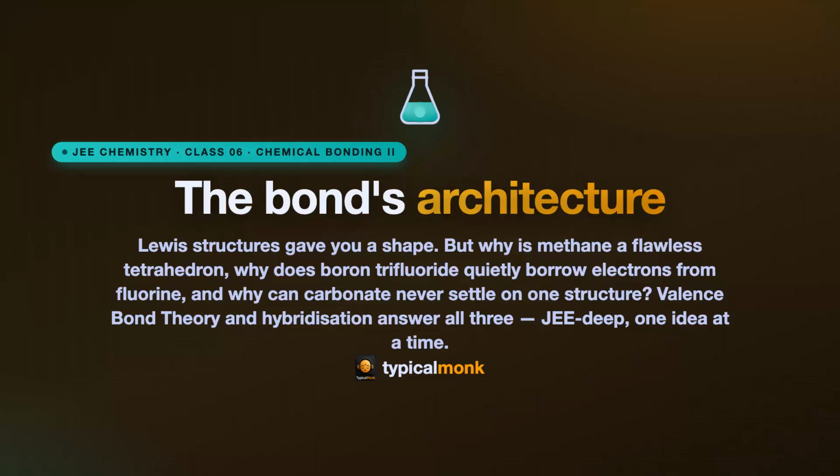Last time, Lewis structures and VSEPR gave us the shapes of molecules. But a shape is only a picture. Today we ask the deeper question. Why is methane a flawless tetrahedron? Why does boron trifluoride quietly borrow electrons from fluorine to shorten its own bonds? And why can the carbonate ion never settle on a single structure? For this, we need Valence Bond Theory and its beautiful idea called hybridization, taken all the way to JEE depth.